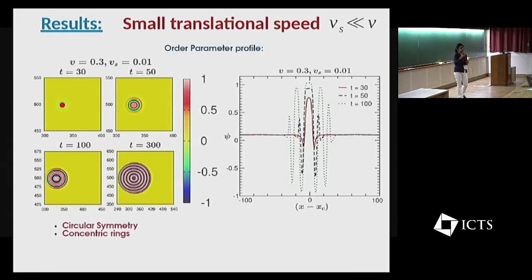So these are the results from the numerical simulations. Let's first start with the situation where the translational speed is very small. What you see is that some concentric circular rings are forming, okay? And we have found out that it's forming because things are more or less symmetric, because the source is not really moving fast. So the next question is, what happens when the speed becomes larger?